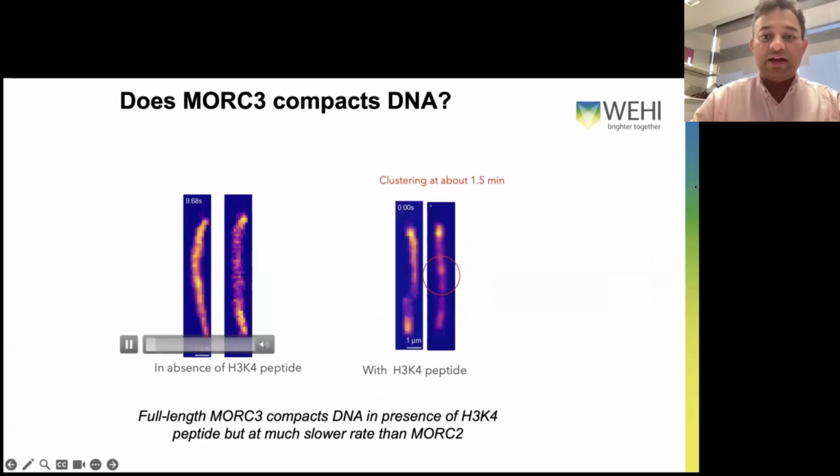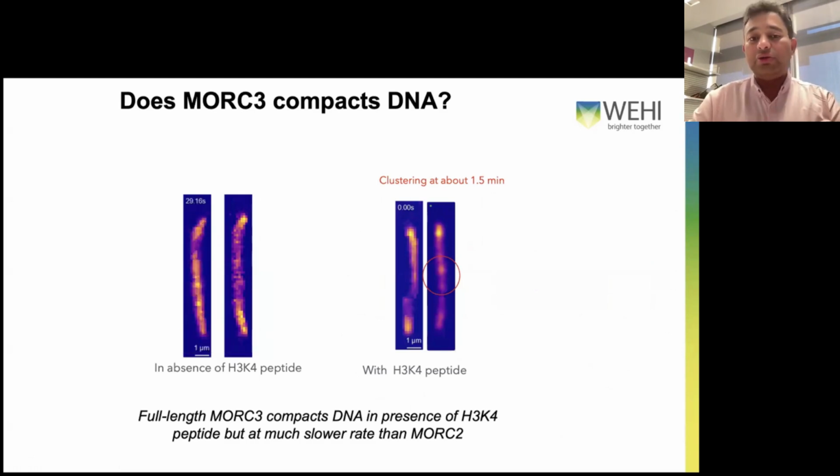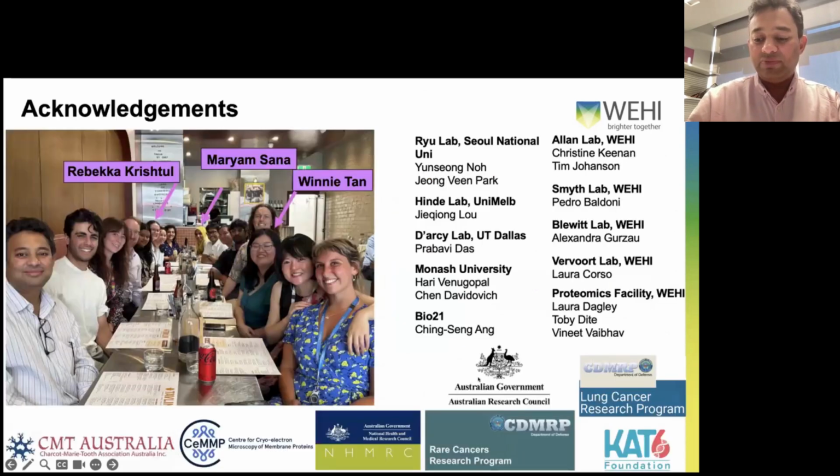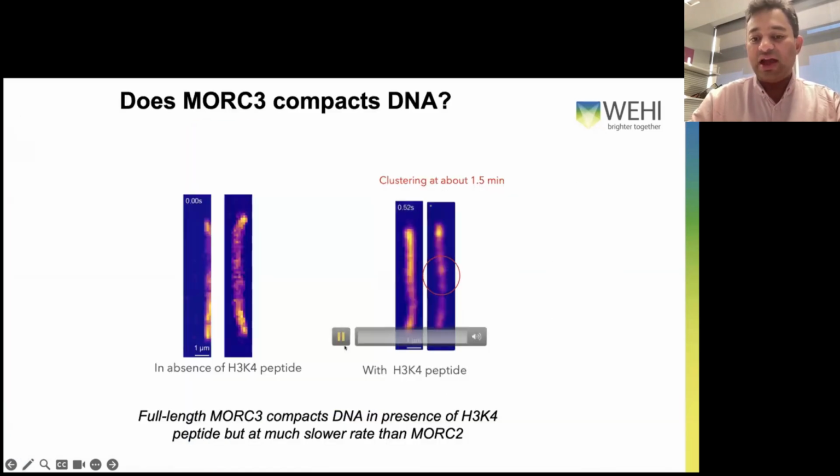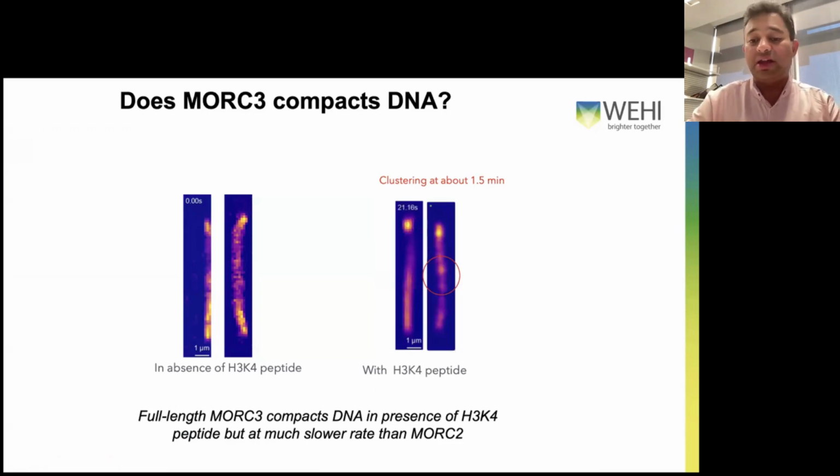And this is my last slide. Again, this is very preliminary data, but we showed that MORC3, like MORC2, can also compact DNA, but it compacts DNA only in the presence of the H3K4 peptide, though it doesn't really require the trimethylation mark in there. And the other interesting observation is that it compacts DNA at a much slower rate. This is all very preliminary, so hopefully maybe I can come back next time and tell you more about the MORC3 story.